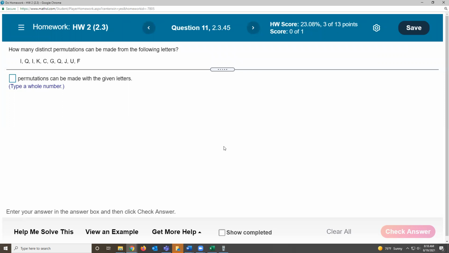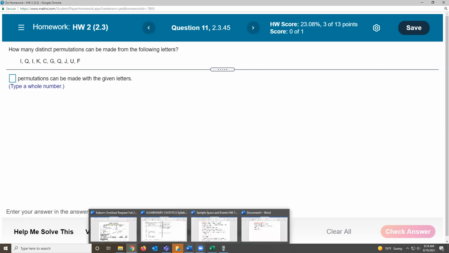How many distinct permutations can be made from the following letters? Now, in this case, we have a repetition. So we have 2 i's. So let's first count the letters. 1, 2, 3, 4, 5, 6, 7, 8, 9, 10. So if all these 10 letters were distinct, then it would just be 10 factorial.